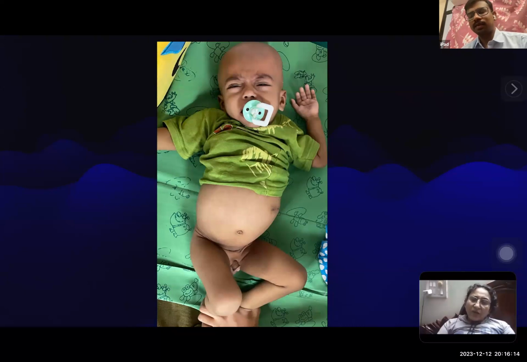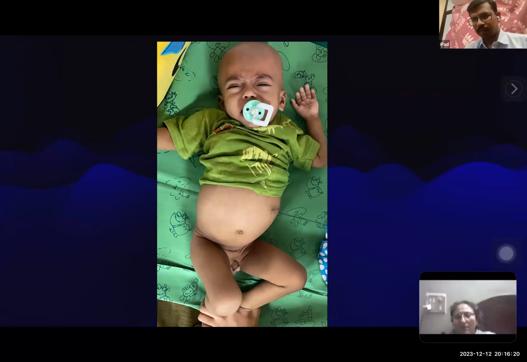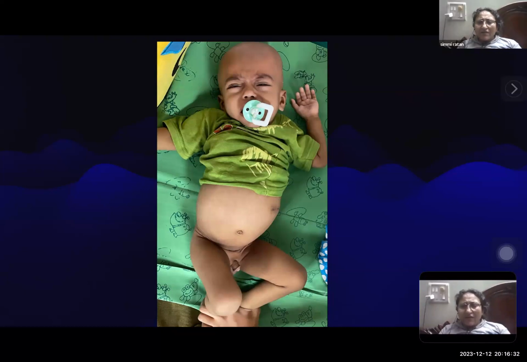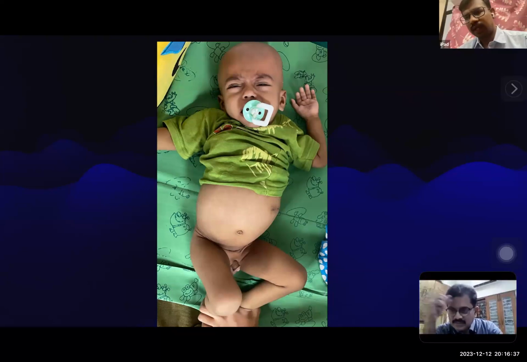And what about the BP you mentioned? Does it fall within the normal range for this child, or is it slightly higher? It falls within the normal range, madam. The BP is 90/60, madam. For this age group, it should be slightly lower. 90 is higher, isn't it? I would expect 80/60 or 80/50 at 1 year.